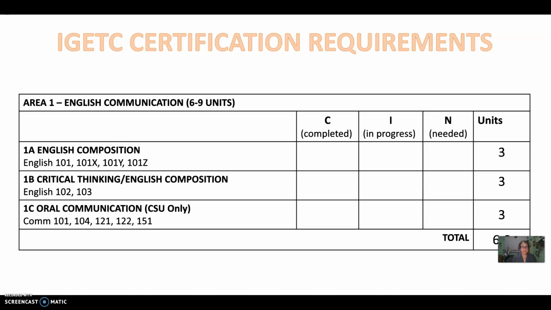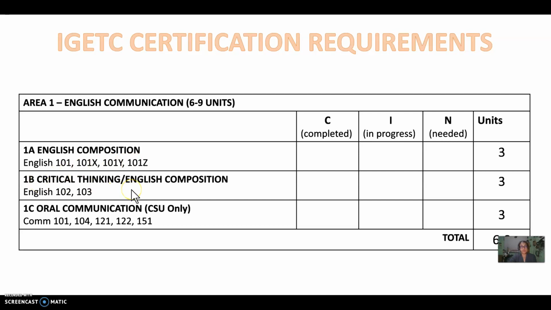But I'm going to go over the IGETC just briefly, and the IGETC is also divided into sections. So this is Area 1 for English communication. And of course, here they're requesting 6 to 9 units. You're required to take an English composition course. So we have all of the English 101 courses here.